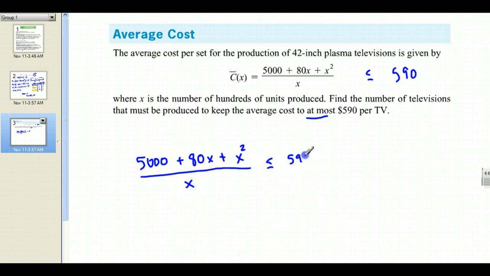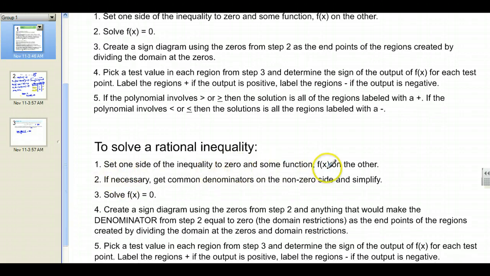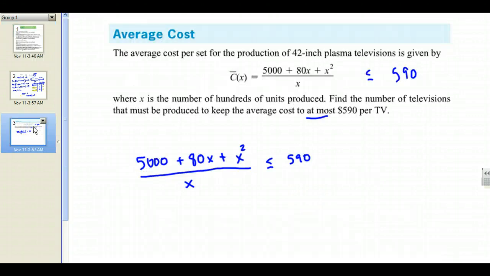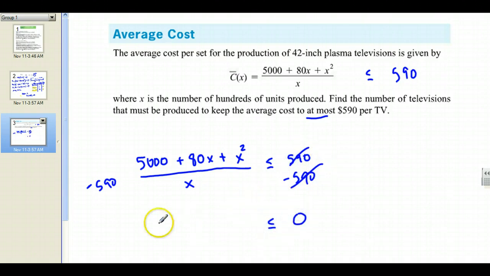Now, what you don't want to do here is treat this like a rational equation and multiply through by the LCD. If you look at these steps, set one side of the inequality to 0, and if necessary get common denominators on the non-zero side. It didn't say anything about multiplying both sides to clear fractions. So we're going to subtract 590 from both sides. Now we've got a 0 on this right side.